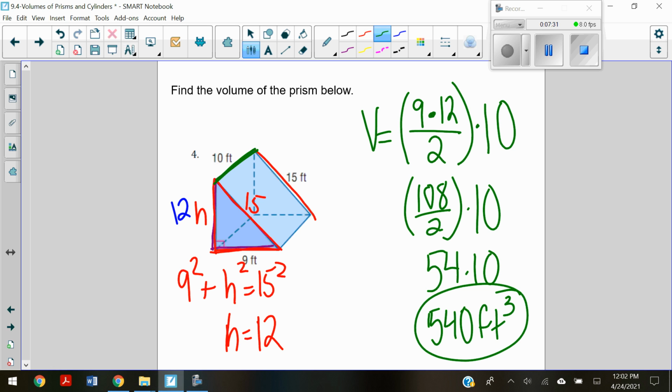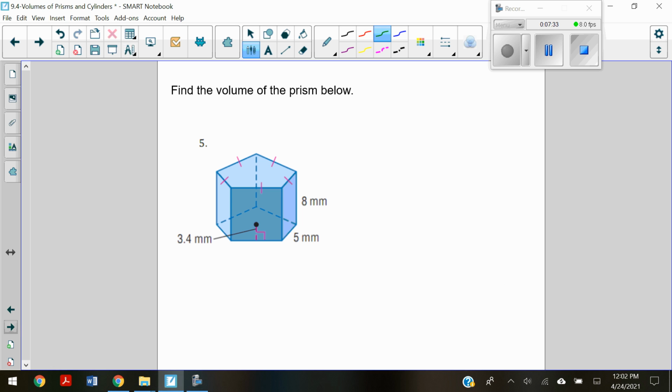All right, so this next problem, I'm going to have you guys skip it because it's that pentagon base again, and we haven't practiced finding the area of those. So remember what we talked about for those, just skip that.